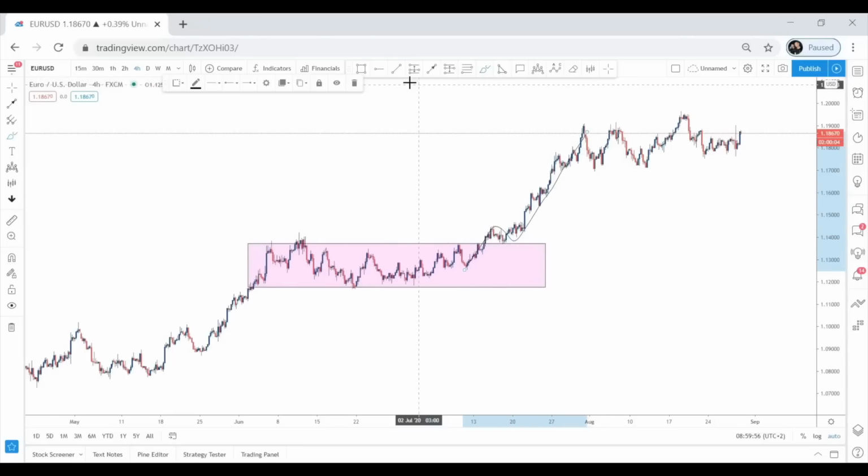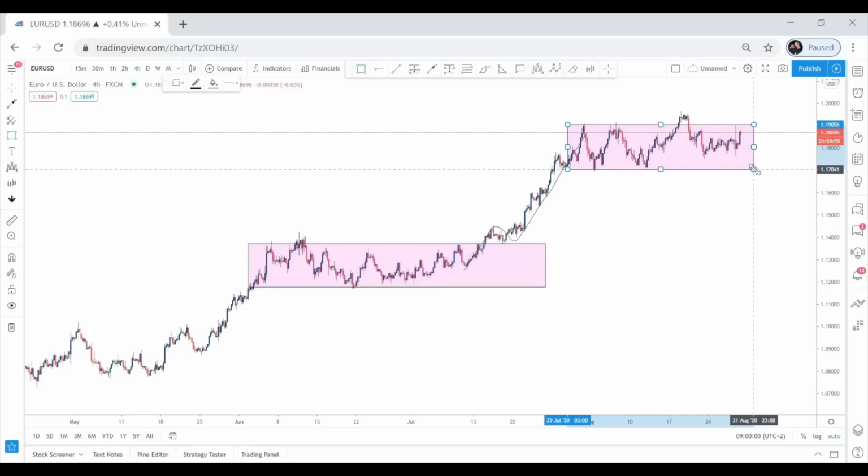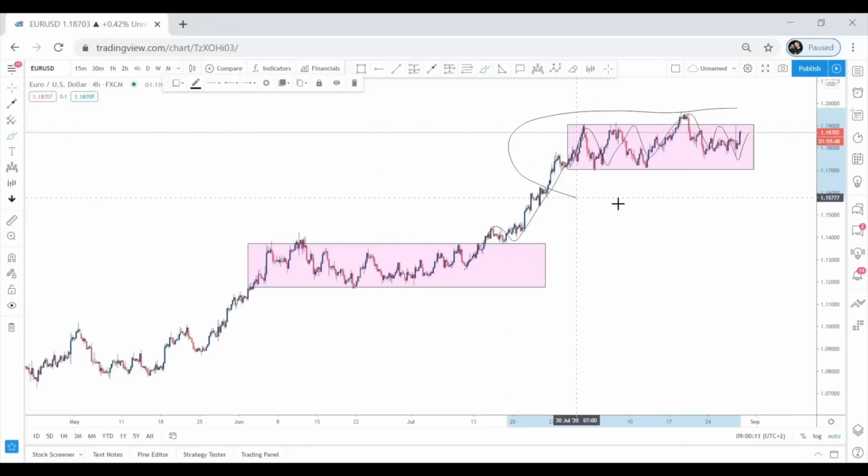Now it's creating another format of a rectangle shape, which is a consolidation channel that is ranging in between, guys. As you can see, if you look closely inside here, we're still having those pushes to the upside, corrections, and then as you can see, push, correction. But however, we're in a consolidation channel here, of which we're looking for something in this nature.